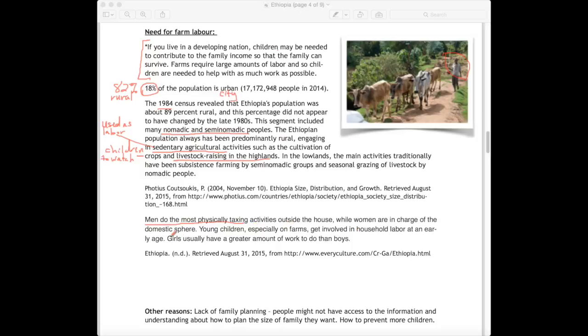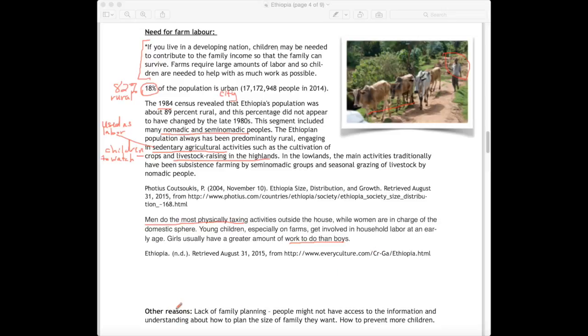Women are staying at home in the domestic sphere. Children, especially on farms, are involved in labor, household labor, at an early age, again like our example of the boy at the top. Girls do a lot of the domestic household work. Boys do very little, so you're lucky if you're a boy, you don't have to do most of the household chores, but you're probably going to be put in charge of watching the cows or goats or sheep or whatever type of animals that you have.